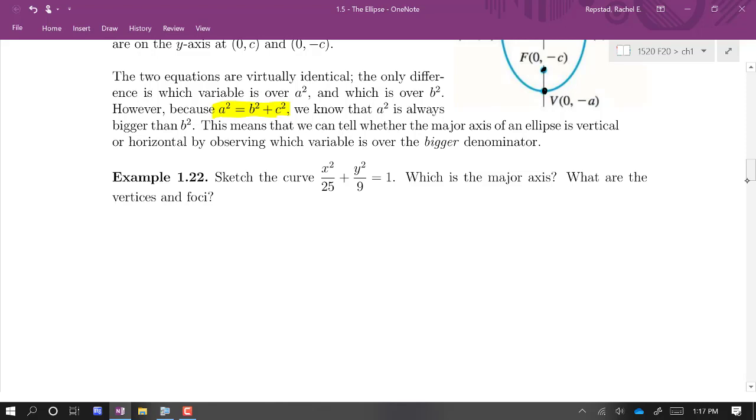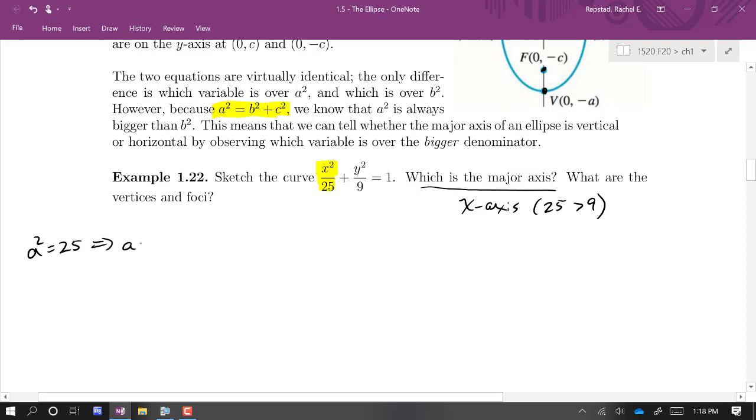So in example 122, we want to sketch the curve x squared over 25 plus y squared over 9 equals 1. It begins by asking, which is the major axis? And look, the bigger denominator is underneath the x squared. That means the major axis is the x-axis, because 25 is bigger than 9. So a squared is equal to 25, and that means a is 5.